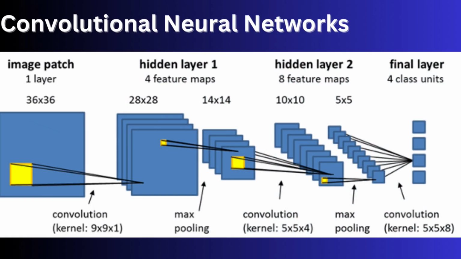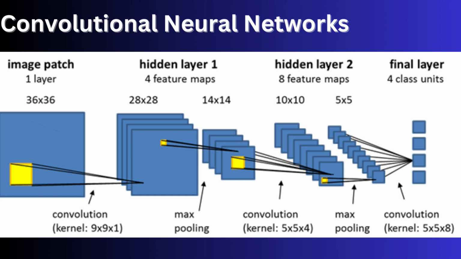Convolutional neural networks (CNNs) are a type of artificial neural network that is commonly used for image and video recognition tasks. They are designed to automatically extract features from images and identify patterns in them. The basic building block of a CNN is a convolutional layer, which applies a set of filters, also known as kernels, to an input image.